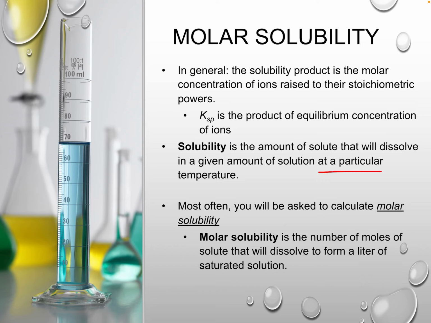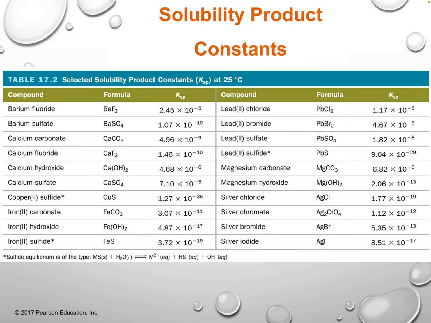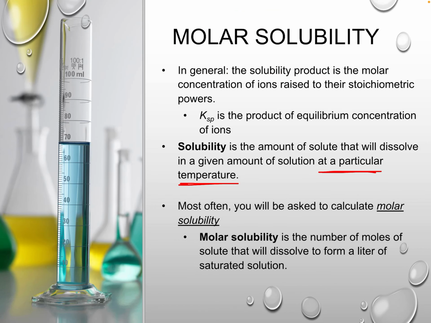And so that at a particular temperature part is important, because as you increase the temperature, typically, not always, but typically we will increase the solubility of our salts, right? We can usually dissolve more of our salt at a higher temperature. So all of these Ksp values are only going to be good at 25 degrees Celsius. If you were at a different temperature, you would have to look up a different Ksp value, okay? And so solubility, though, doesn't tell you moles or grams or what.